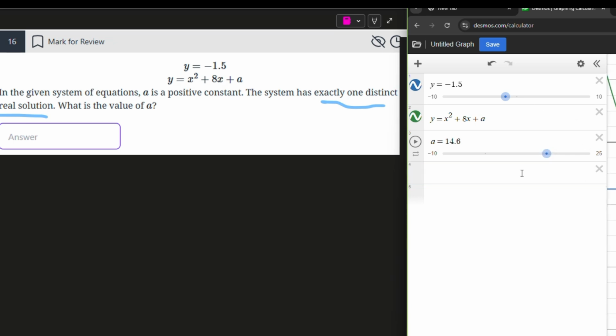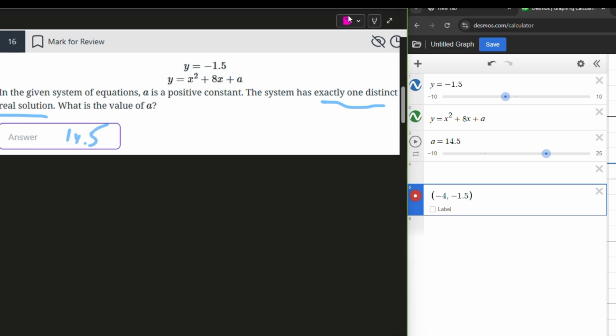When I put 14.6 for a, the parabola does not touch our line, but we need it to touch in exactly one point. What if we put 14.5? And in this case, let me just click this. If we have this gray dot right here, that means that they're intersecting. So when I put 14.5 for a, our parabola and our line will intersect at exactly one point, and we will have exactly one distinct solution. So the value of a equals 14.5. That's it.